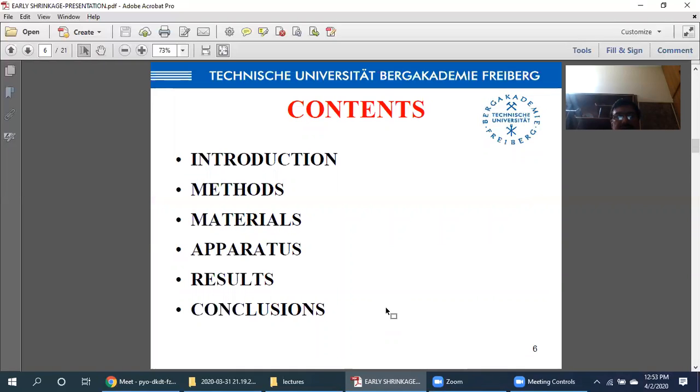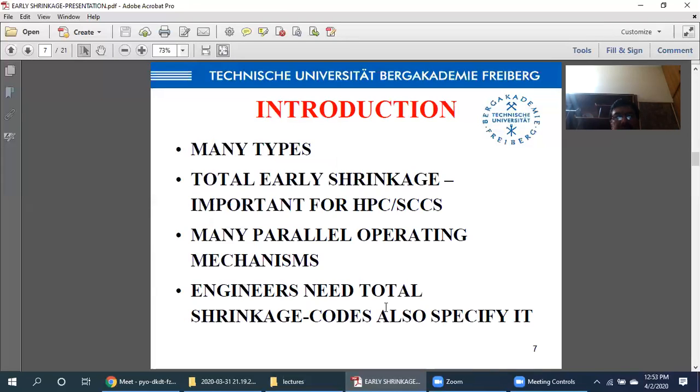Now the contents of this lecture are the introduction, then the methods and materials used, then the apparatus used because there are different types of techniques to measure the shrinkage, results, and then conclusions. We can discuss further during the class.